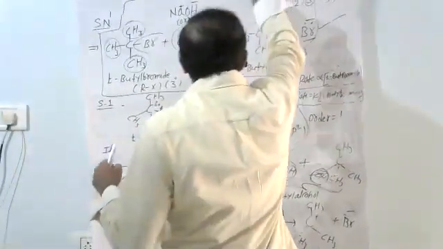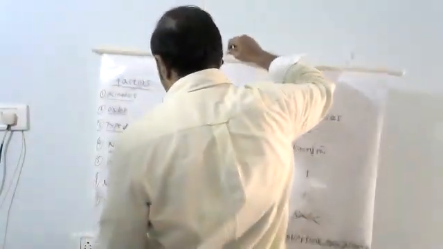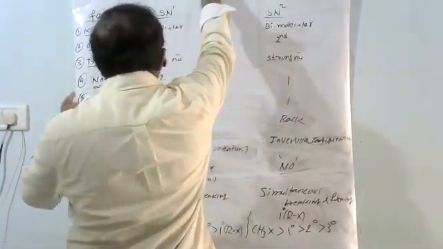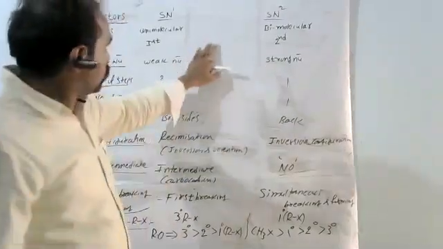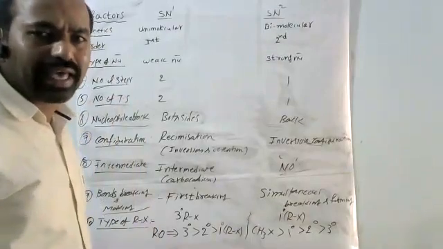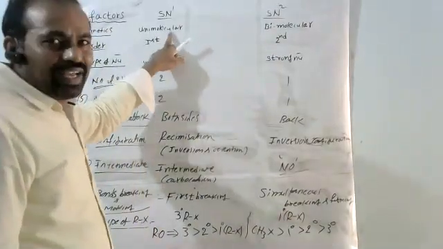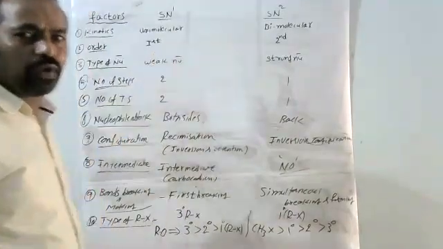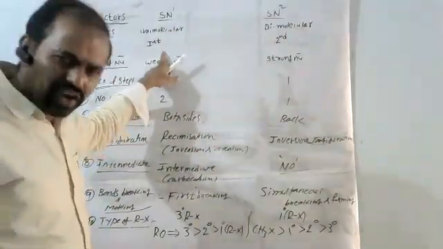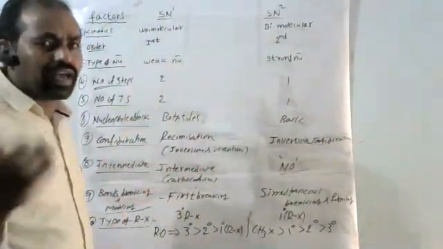Okay, see which factors affect SN1 and SN2. Now first one, factors according to chemical kinetics. What is the molecularity of SN1? Unimolecular. What is the molecularity of SN2? Bimolecular. What is the order of SN1? First order.